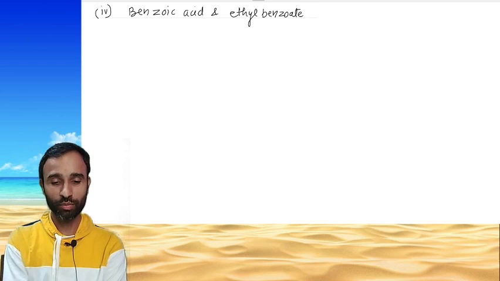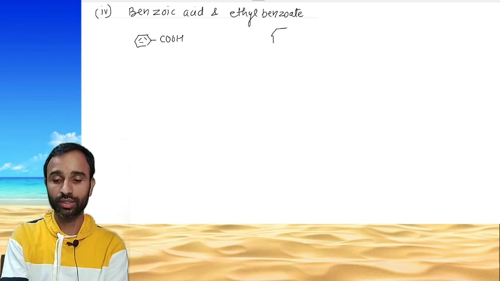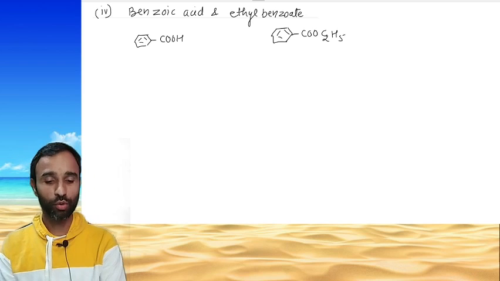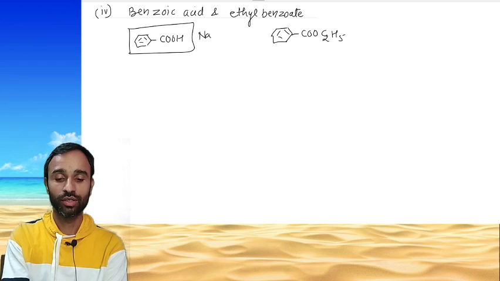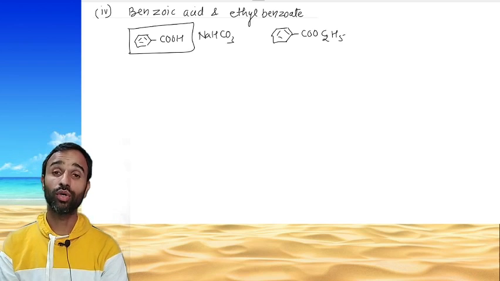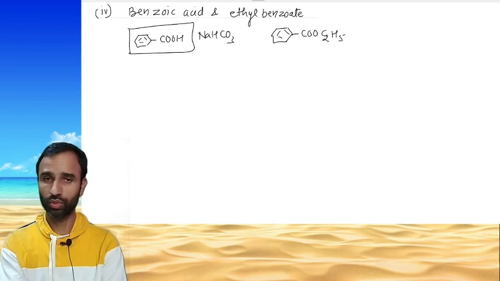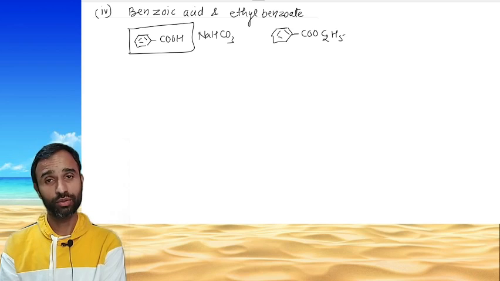No need to think much. One is benzoic acid, that is a carboxylic acid, and the second one is ethyl benzoate. Obviously benzoic acid reacts with sodium bicarbonate, sodium hydrogen carbonate, to give brisk effervescence of CO2. We have already done the reaction. But ethyl benzoate will not react.